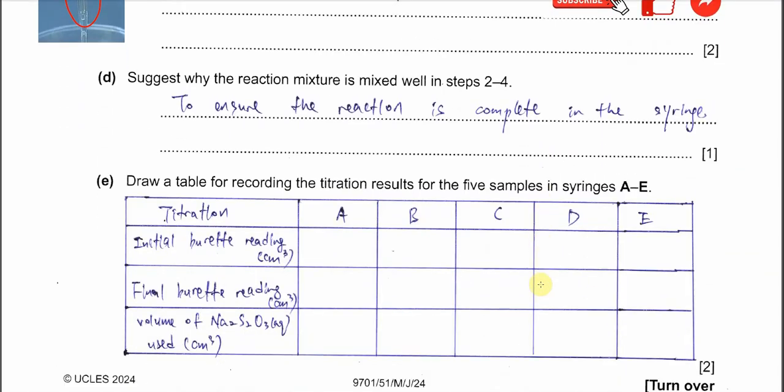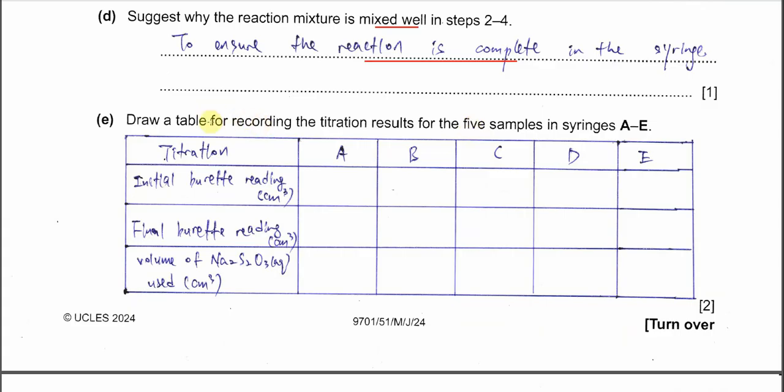Okay, part D. Suggest why the reaction mixture is mixed well in step 2 to 4. This is very easy. To mix well before the titration, we need to make sure the reaction is complete.